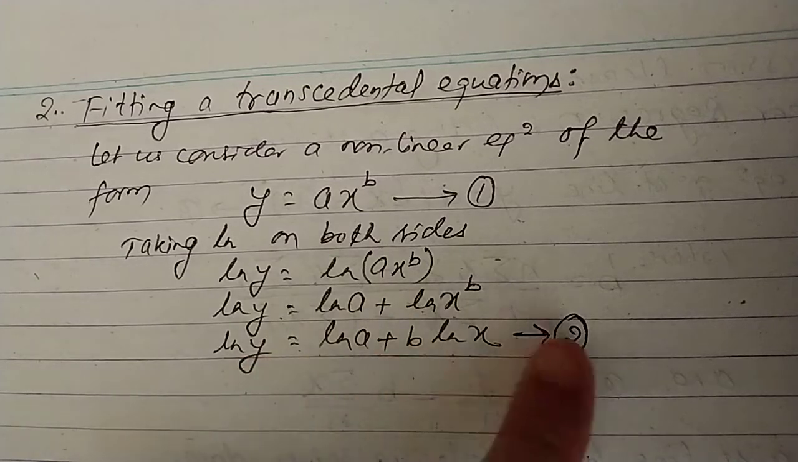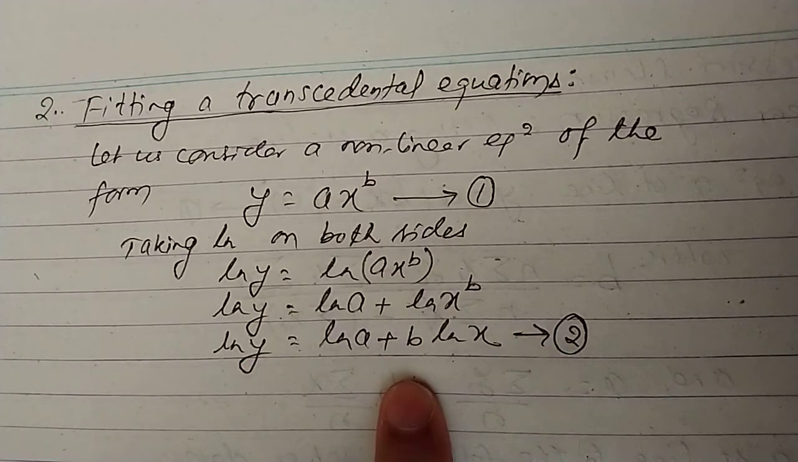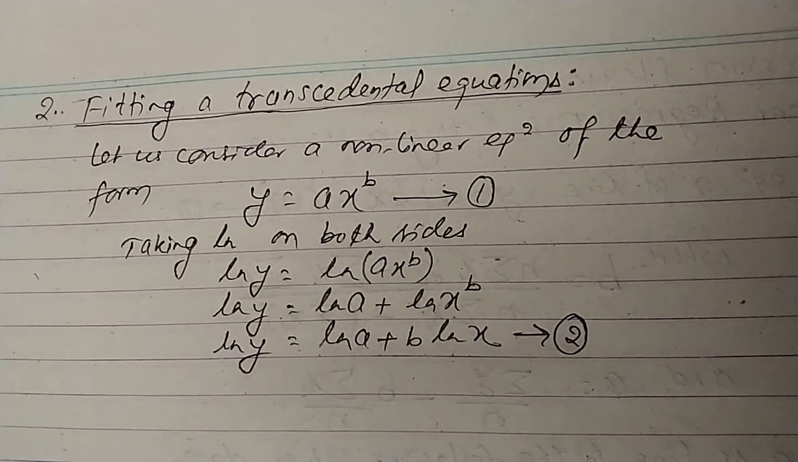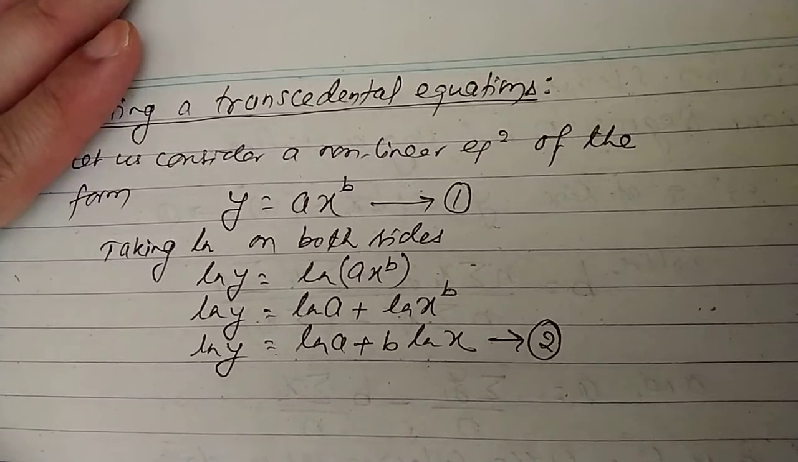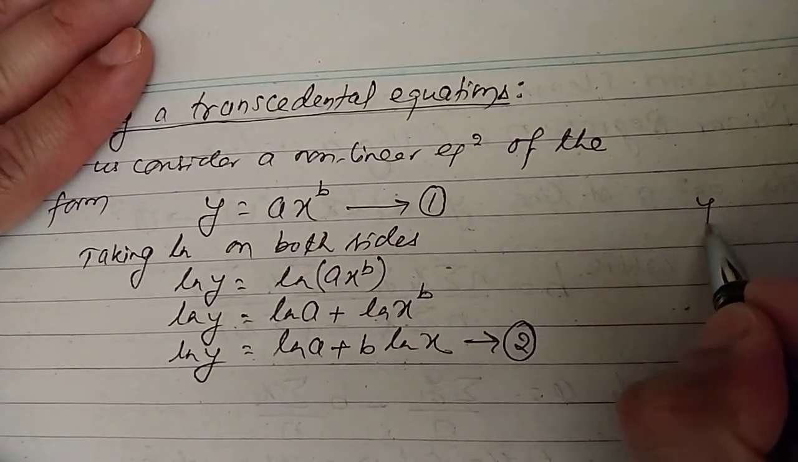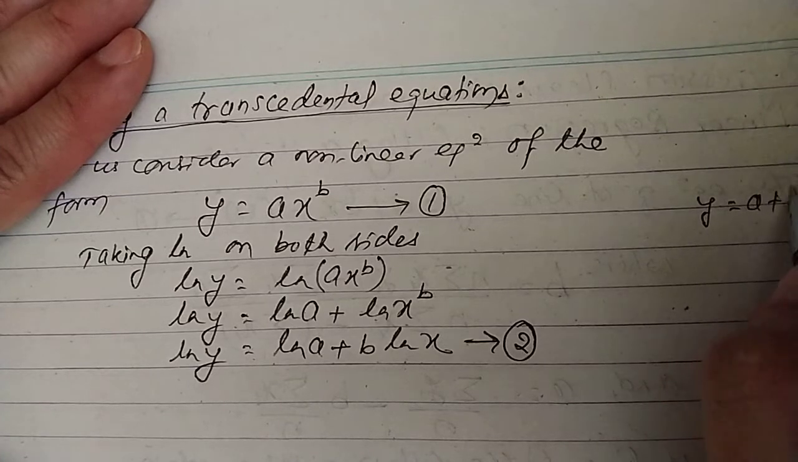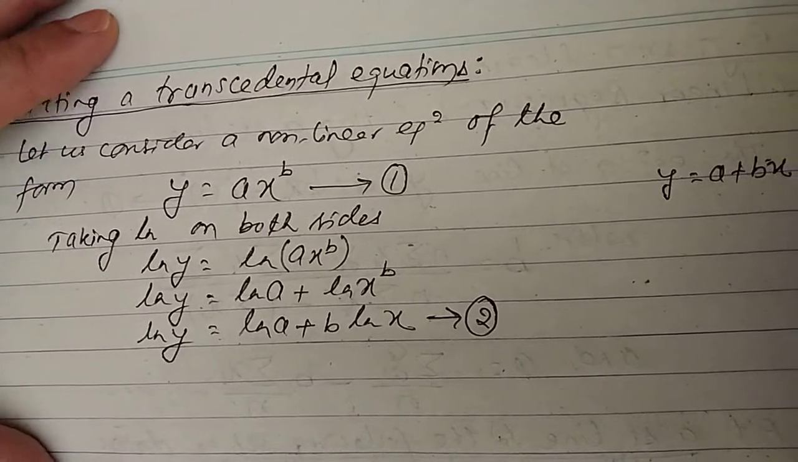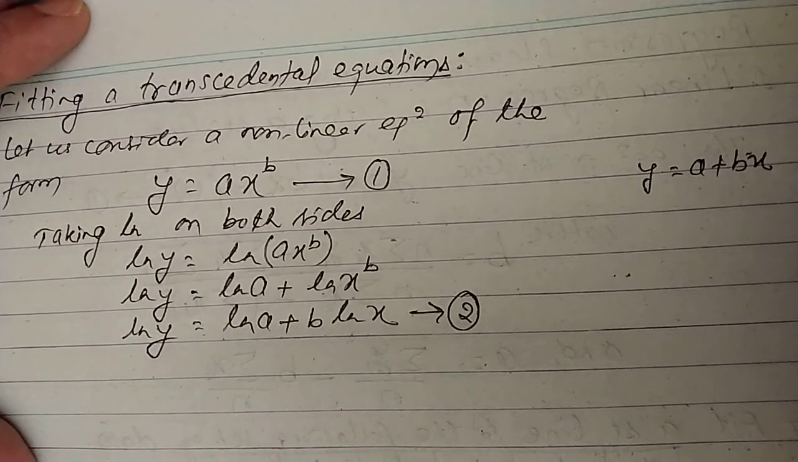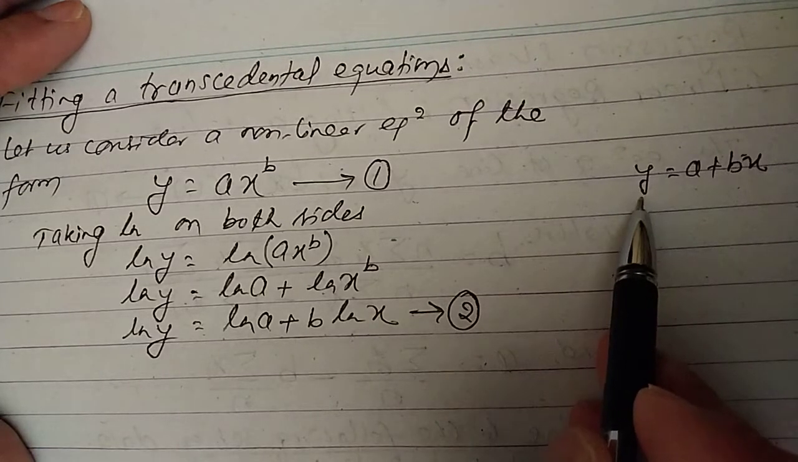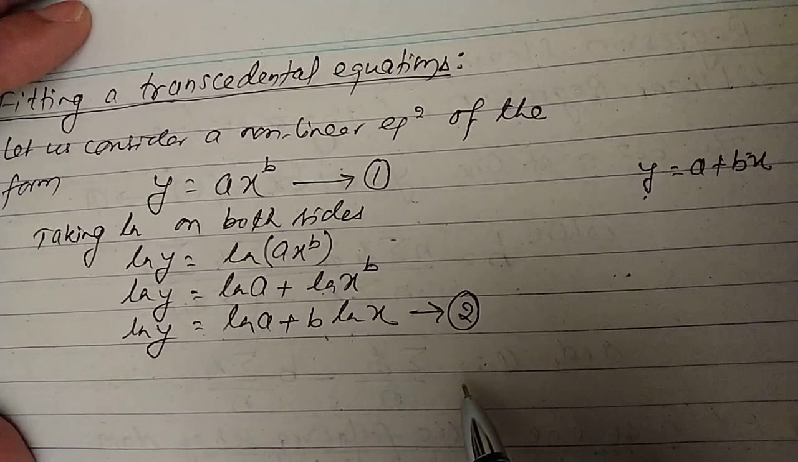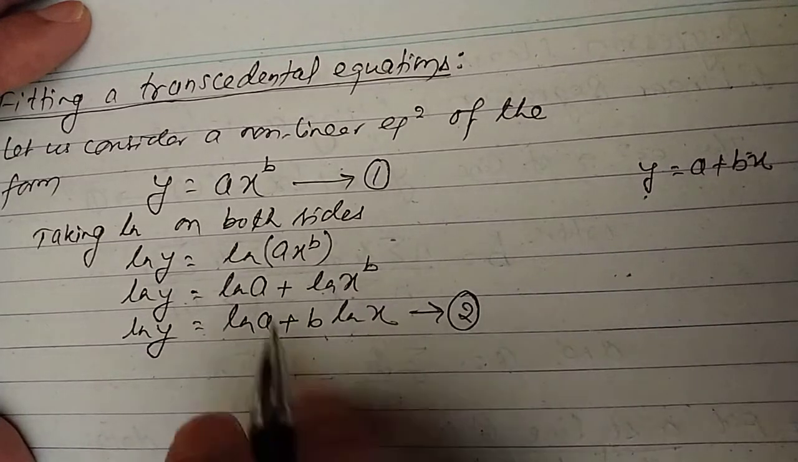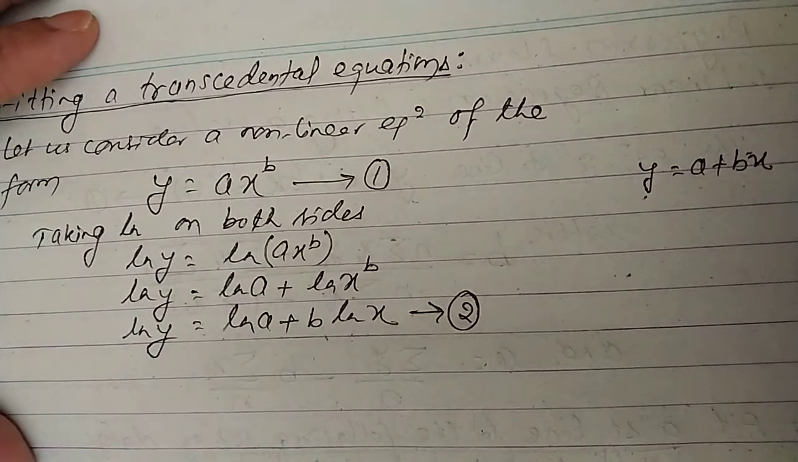Now let us compare this equation number 2 with the linear equation and change the formula. The linear equation was y equals a plus bx. That was the linear equation. If you compare this linear equation with this equation, then you can write down the values for a and b. The values of a and b can be calculated.